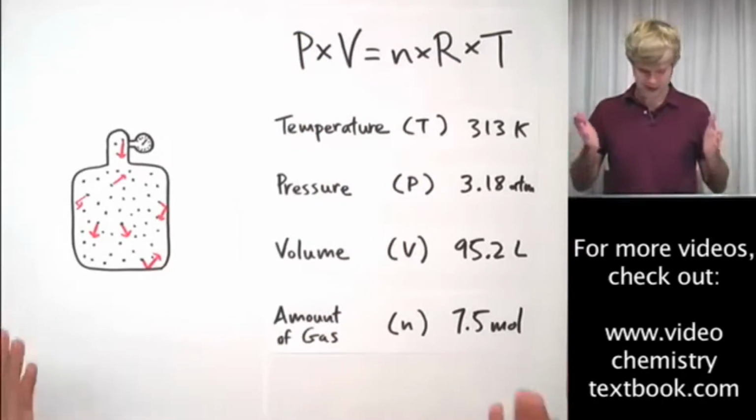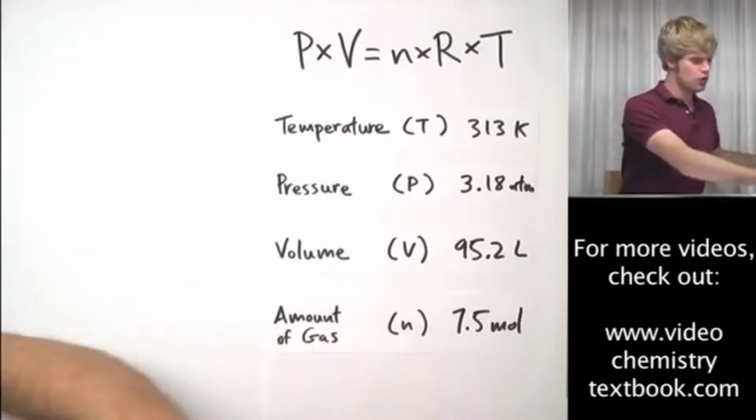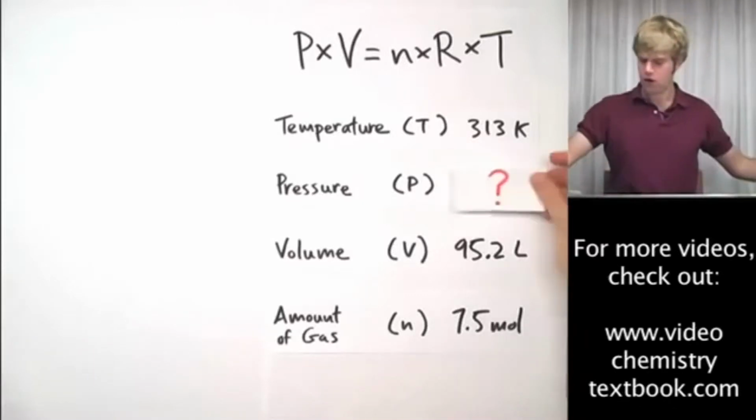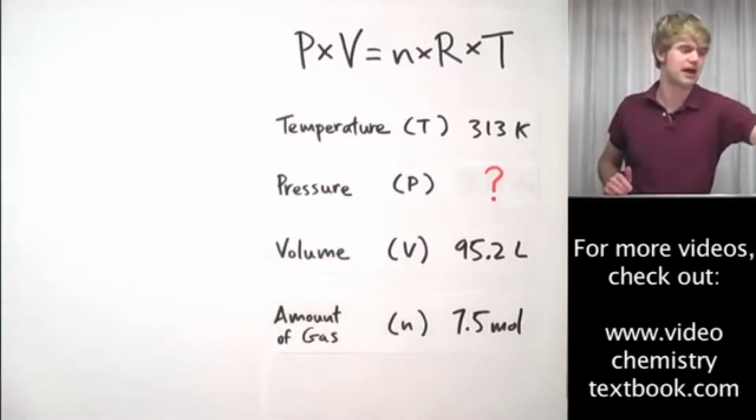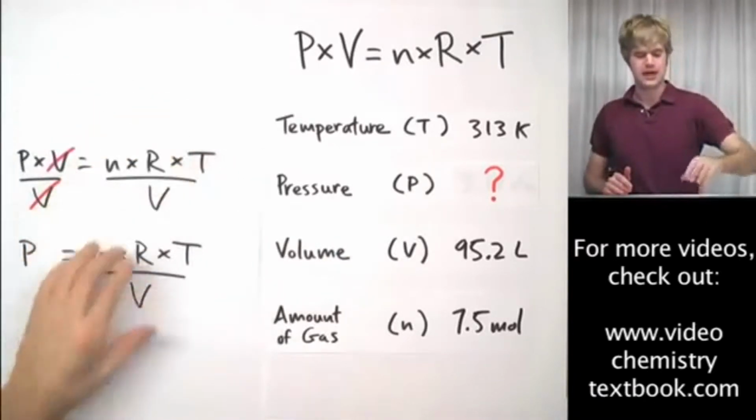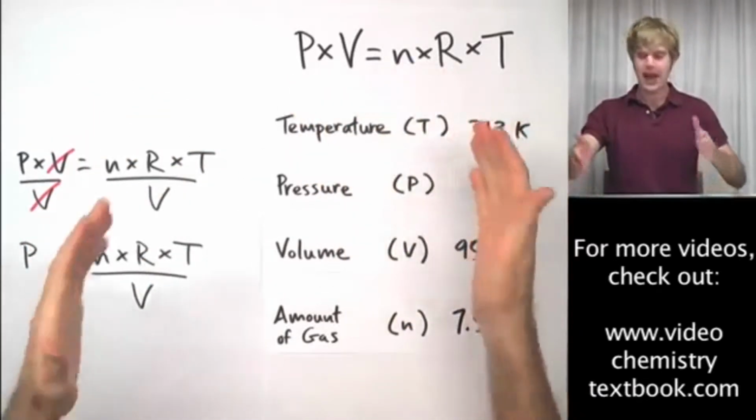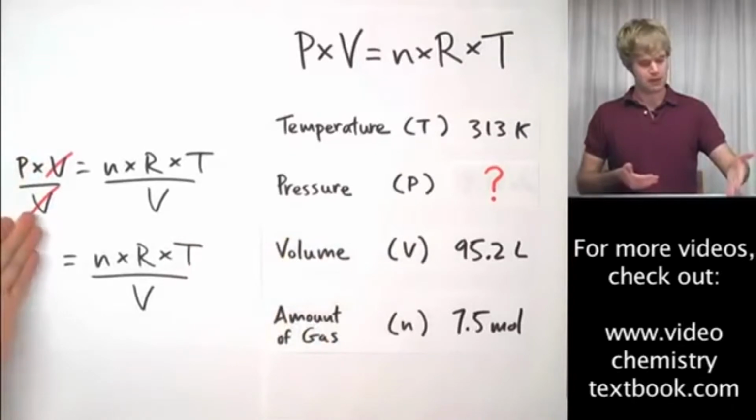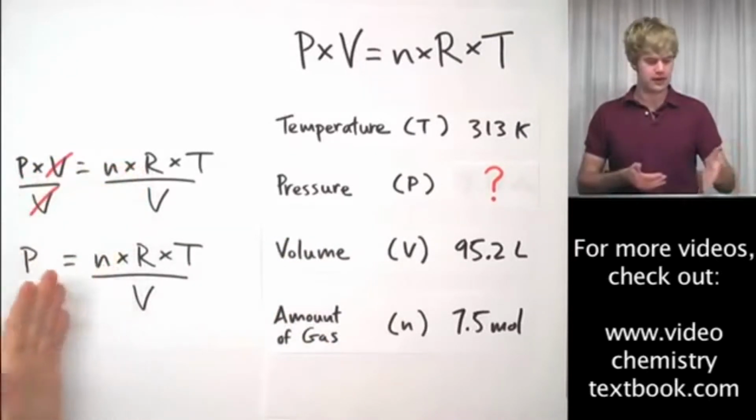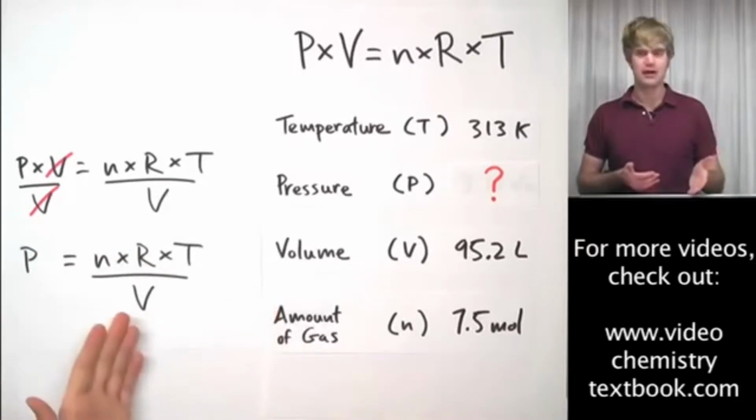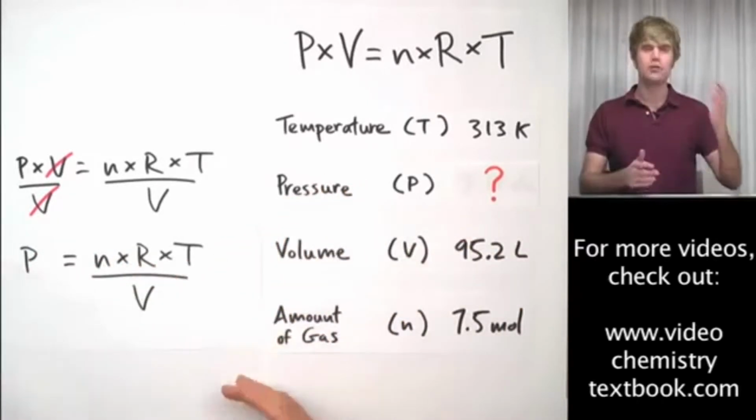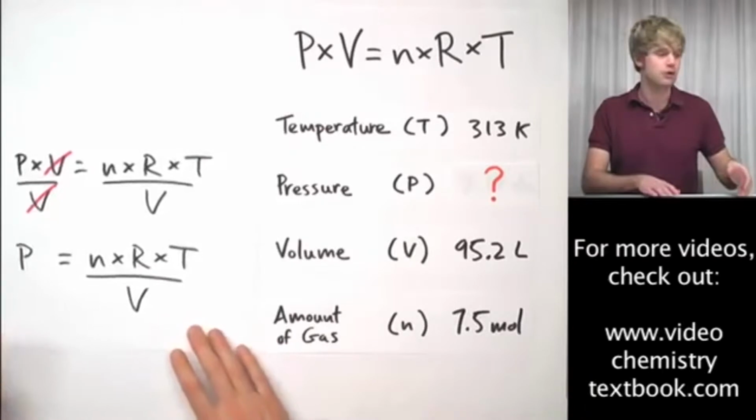Let's say, for example, that we didn't know what pressure was, but we still knew the temperature, volume, and the amount of gas. No big deal. We could take the equation PV = nRT and rearrange it, dividing both sides by V to get rid of the V, and then we'd have P = nRT divided by V. Plug these values in and we could figure out what the pressure was.